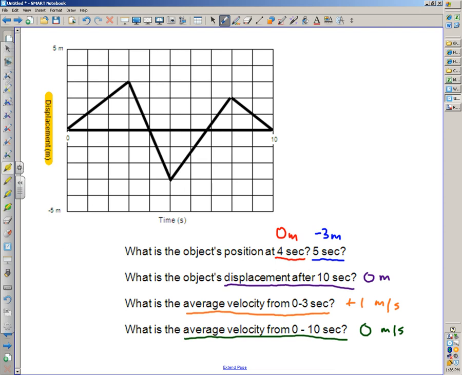The first question is asking you for position, and we said position is where something is at a specific point in time. It's asking at 4 seconds. This graph starts on the x-axis at 0, 1, 2, 3, 4. So we see that at 4 seconds, that object is crossing back over the x-axis, so its position is 0 meters. Physically, what does that mean about where that object is? It's in the same spot it started.